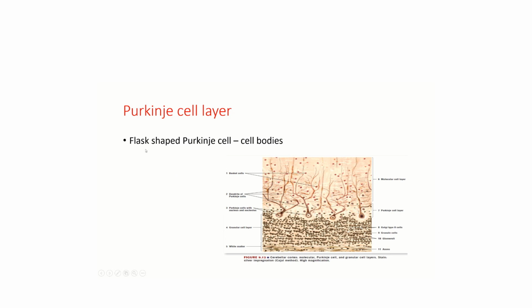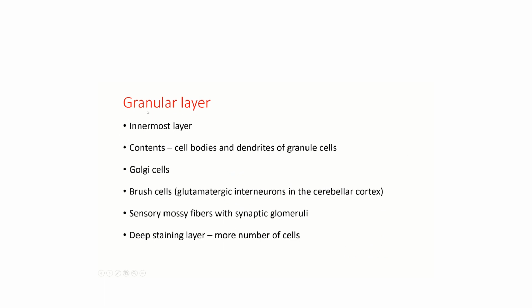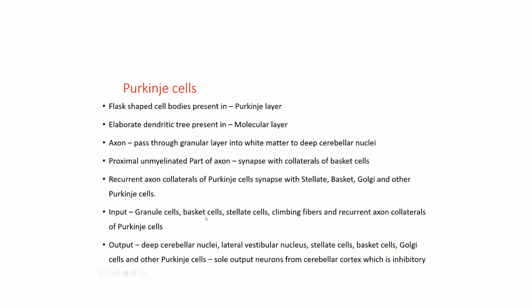Purkinje cell layer has the flask-shaped cell bodies of the Purkinje cells. You can see here, because the dendrites are entering into the molecular layer, axons will pass through the granular layer into the white matter of the cerebellum. Granular layer, the innermost layer, consists of cell bodies and dendrites of granule cells. Then Golgi cells, brush cells, which are the glutamatergic interneurons in the cerebellar cortex. Sensory mossy fibers with synaptic glomeruli, and this layer is deep staining because of the greater number of cells.